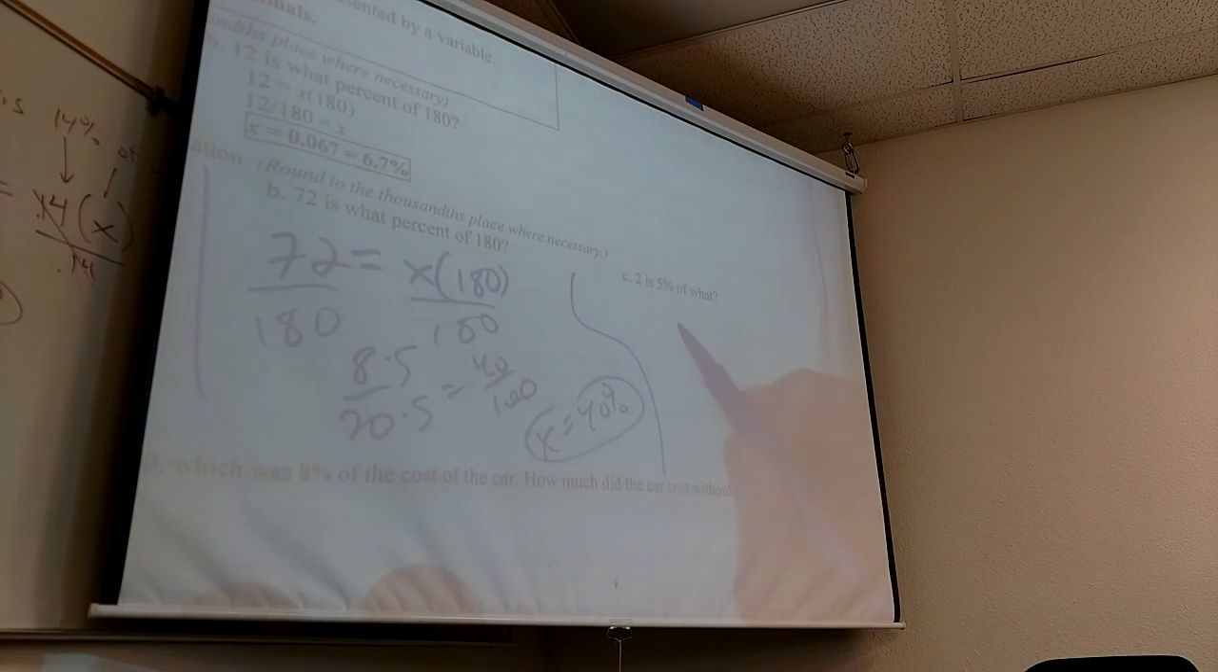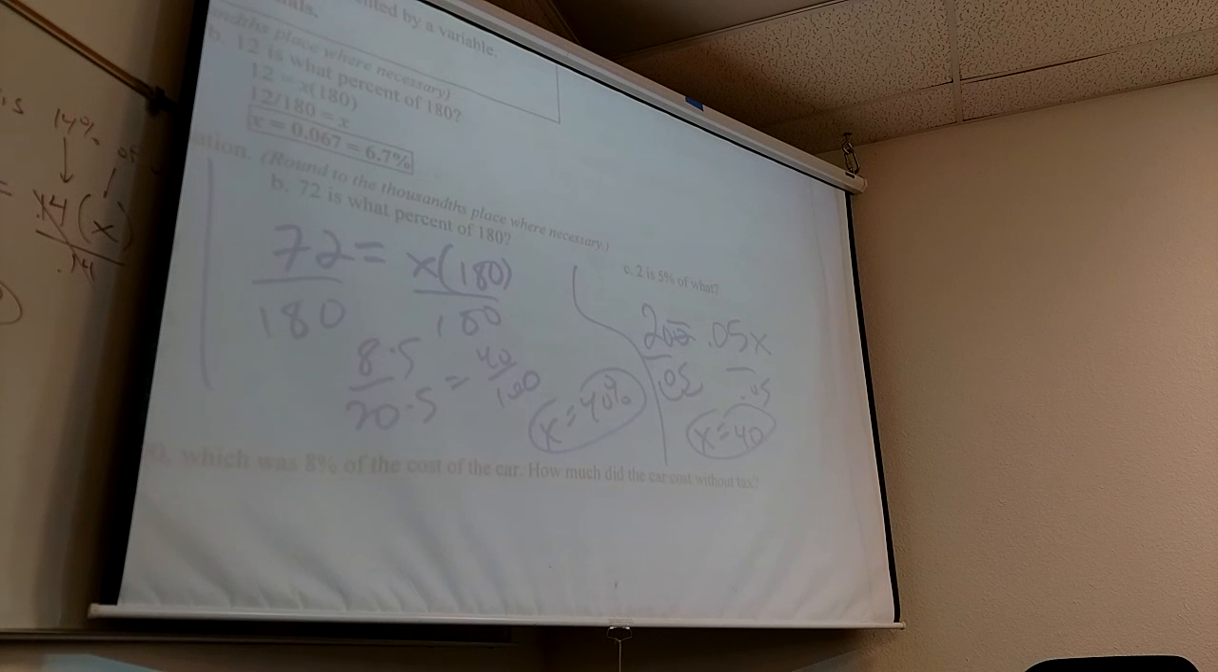And this is the same idea, right? 2 equals 0.05 times what? Yeah, exactly. So then I divide by 0.05. X is, careful now, move this over twice, move this over twice. 200 divided by 5 is 40. Not percent, because it's a number of things, right?